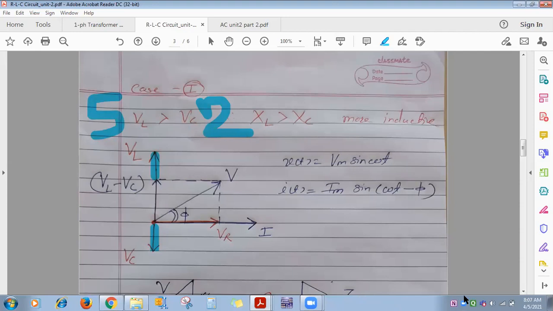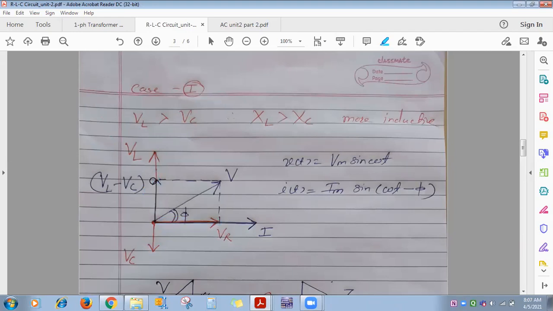What will be the rest? 3 centimeter. VL minus VC, yes, we see. VL minus VC, this one is 3 centimeter. So VL minus VC and VR, its resultant you can draw using the law of parallelogram.